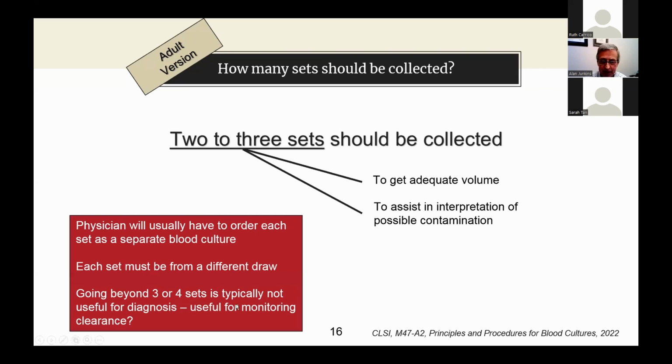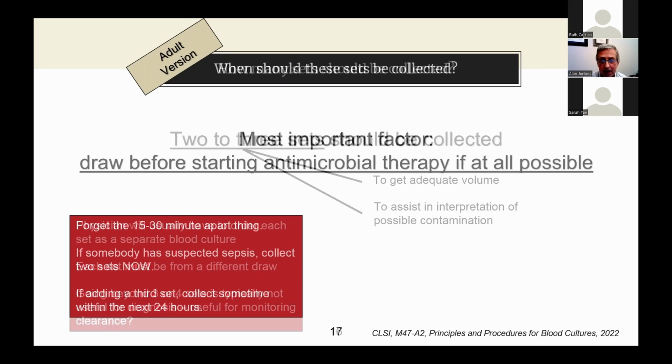Going beyond 3 sets or 4 sets is really not very useful. Your sensitivity gets high enough after 3 or 4 sets to where you're pretty certain. If you haven't grown anything yet, you're not going to grow anything. So you really don't need to keep going beyond that. But physicians do use sequential blood cultures every now and then to monitor clearance. They want to see when the blood is sterilized, however you define sterilized in that case. So it can be used for monitoring, but really should not be used beyond 3 or 4 sets for diagnosis.